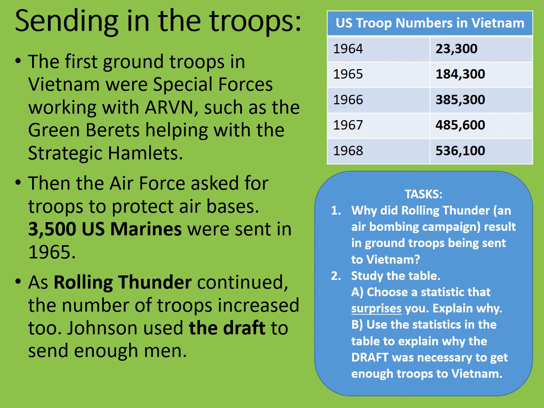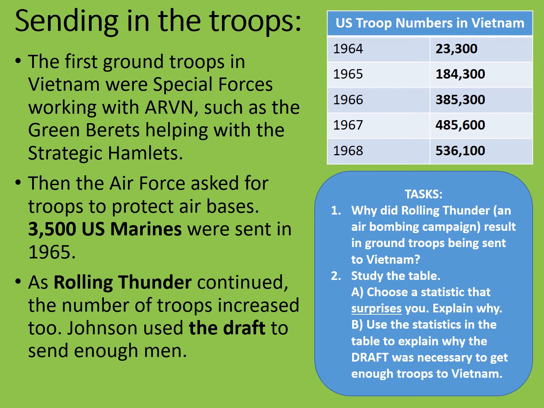Your tasks then. Why did Rolling Thunder, an air bombing campaign, result in ground troops being sent to Vietnam? Consider as well the role in protecting air bases. Secondly, study the table. A. Choose a statistic that surprises you. I'm not going to tell you why it might surprise you, that's your own reaction. Explain why that statistic surprises you. B. Use the statistics in the table to explain why the draft was necessary to get enough troops to Vietnam. Review what the draft meant in our section on keywords if you need to. Pause the video now and complete the tasks.